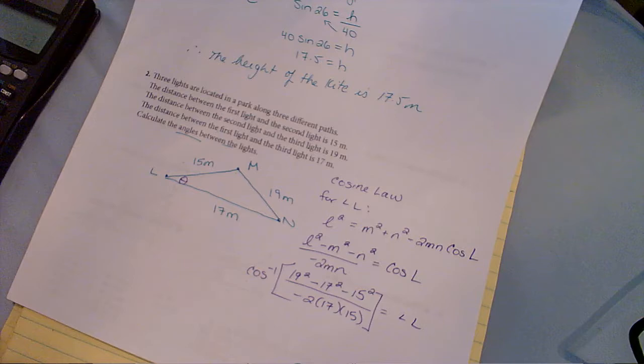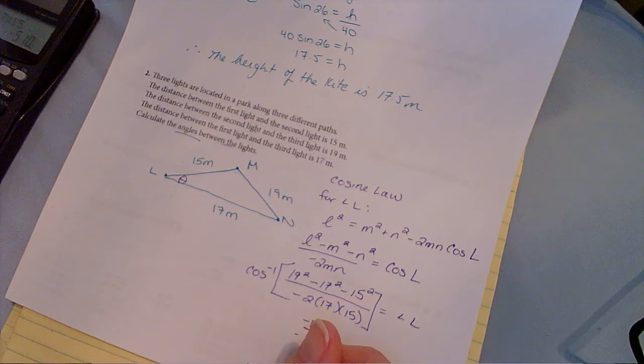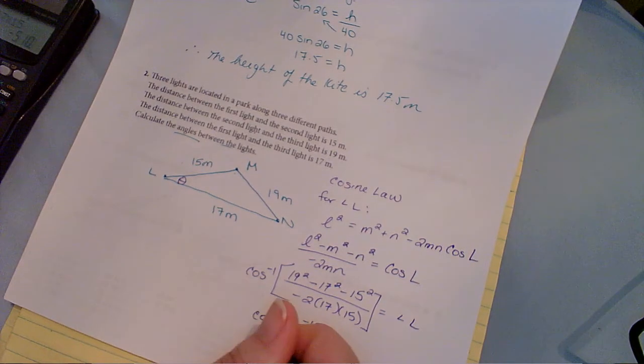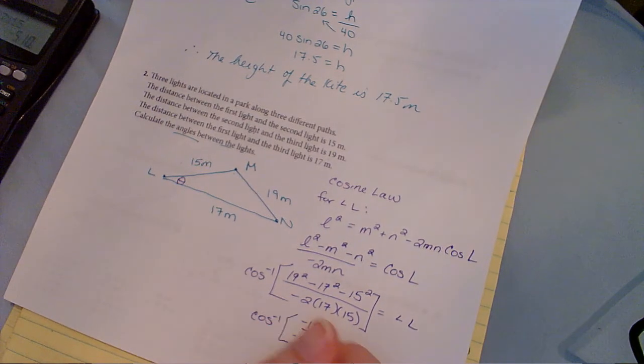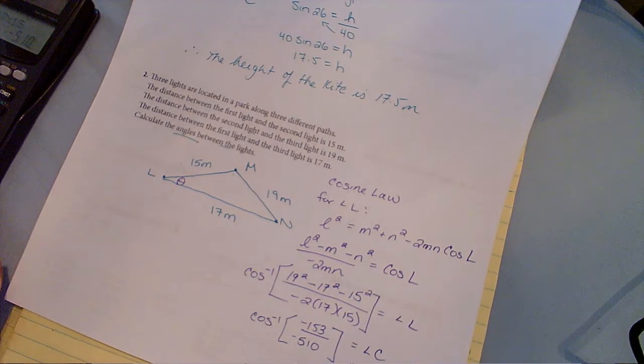Negative 153 on the top, and negative 2 times 17 times 15, negative 510 on the bottom. You could inverse at this point, write the inverse here or there, it doesn't matter. It should be written though. So 153 divided by 510 equals, and then go shift cos, second function cos.